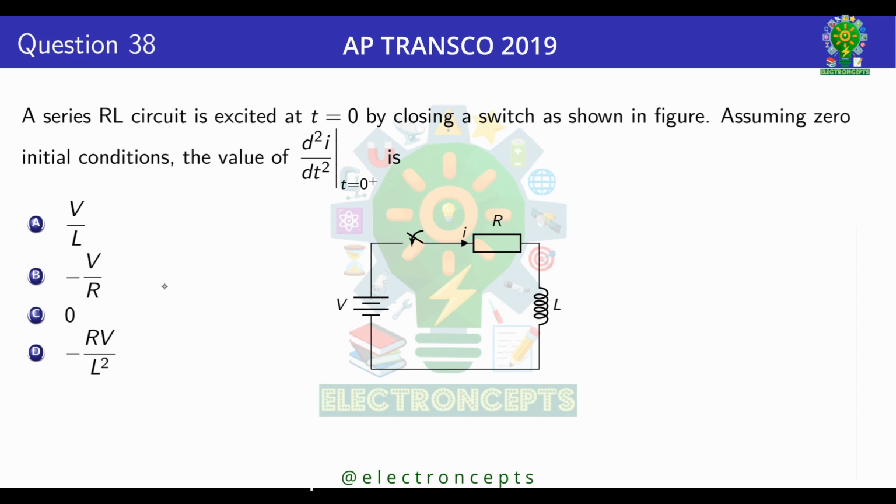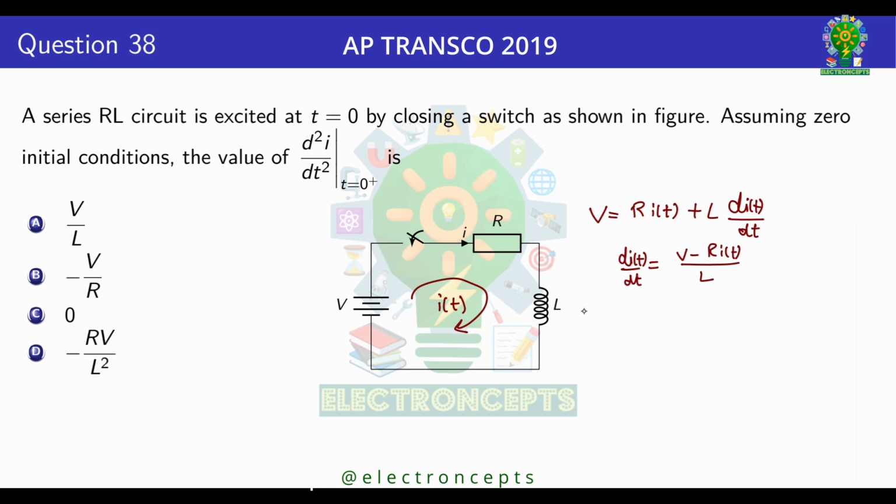By closing a switch, we need to calculate the value of d square i by dt square at t equal to 0 plus, assuming 0 initial conditions. Let us apply KVL to this circuit. From KVL, we can write V is equal to R into i of t plus L into di of t by dt. From this, di by dt can be written as V minus R into i of t by L.